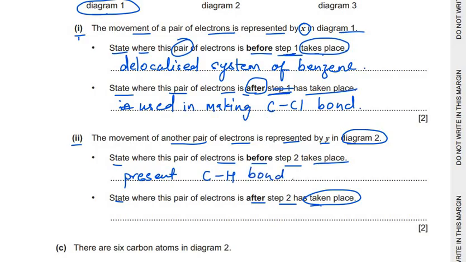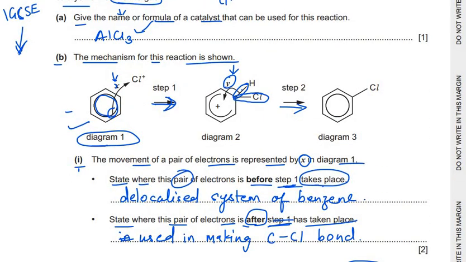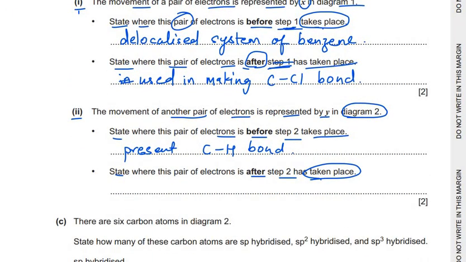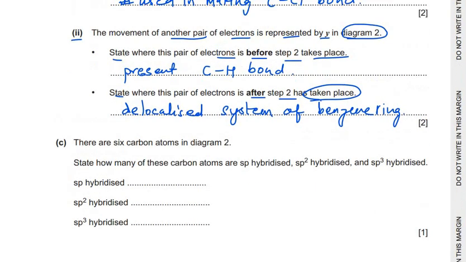Now state where this pair of electrons is after step 2. We can see here that this movement of electrons is shown with the arrow. So obviously that pair of electrons has shifted back into the delocalized system inside the benzene. So you can say that it is present in the delocalized system of the benzene ring. So that has shifted back into the delocalized system, and the delocalized system has come back to its intact position.